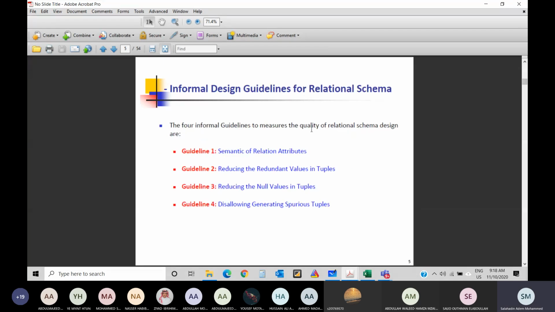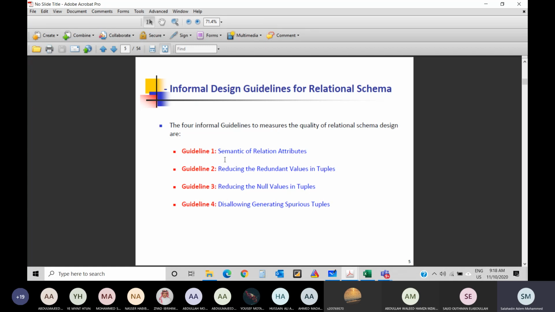Now, 4 informal guidelines to measure the quality of a relational schema. How do we measure the quality or goodness of your database design? How do you know it's a good database design or a bad database design? These are the 4 guidelines.